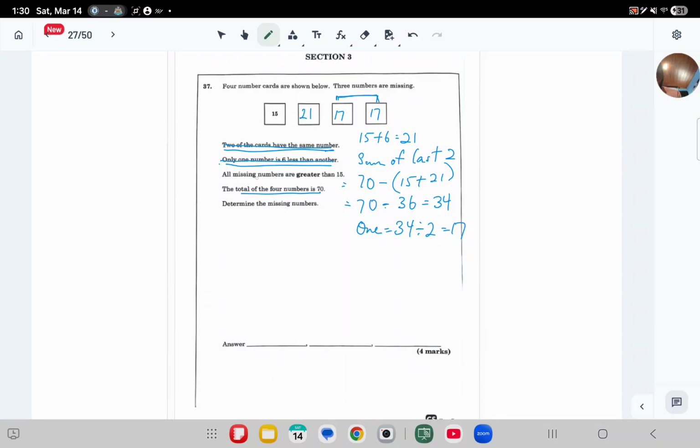Good. All missing numbers, so that was these 3, are greater than 15, so 21, 17, 17. Good. The total, when I add up these 3, now we know it will go back to be 70. So good. So 21, 17, 17. Alright, you get 1, 1, 1, 1. Very good.